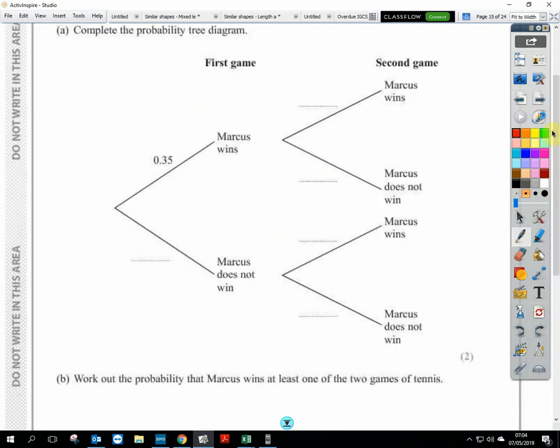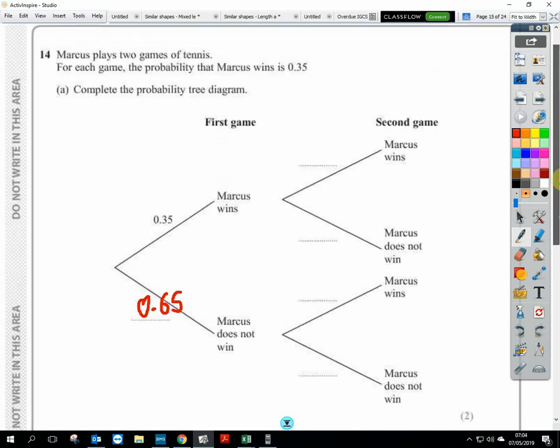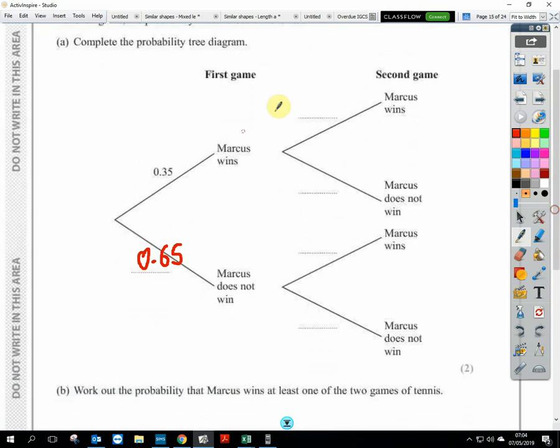Okay, next, probability tree diagram. So, the branch has to add up to a whole one, so 0.65. The probability that Marcus wins is always 0.35, so we can fill in the branches quite easily on this one.